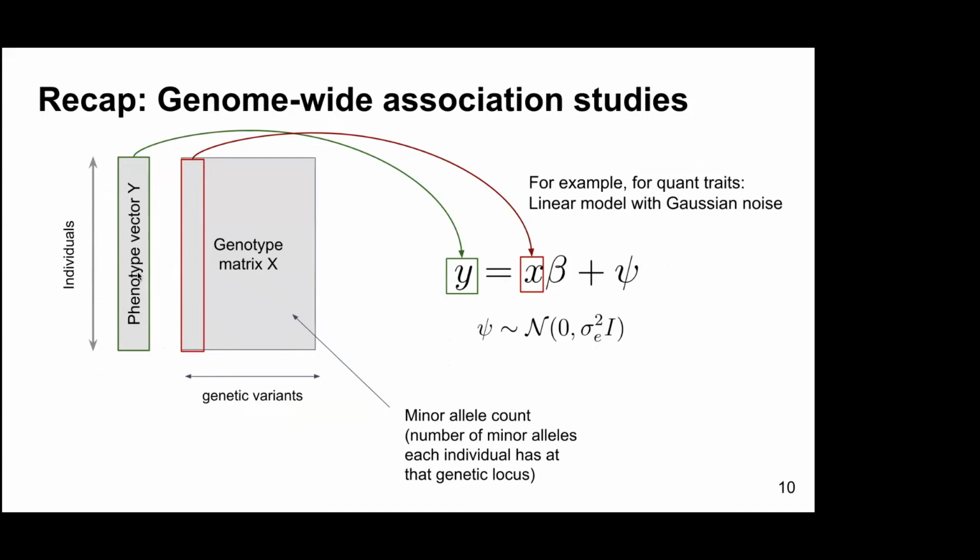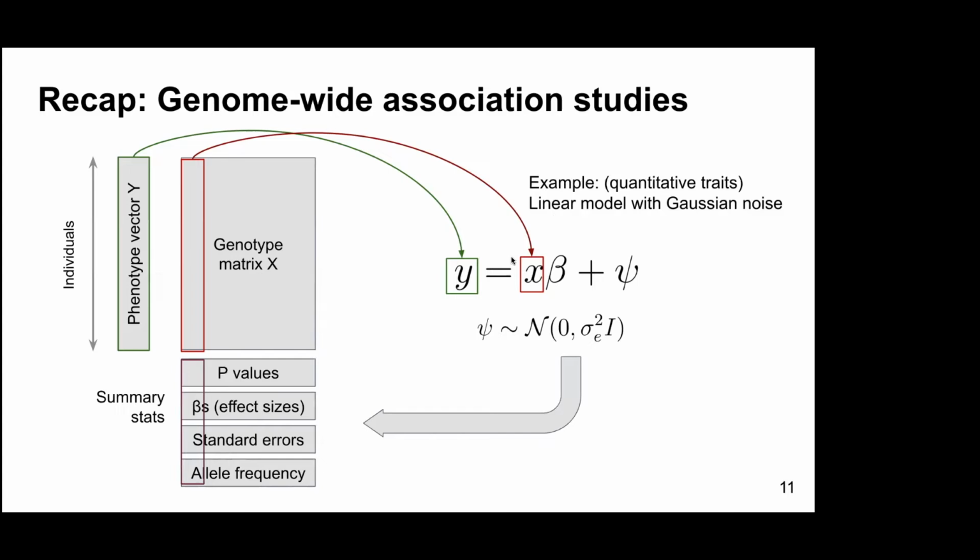One approach that is used for quantitative traits is to consider a linear model with Gaussian noise, where one tests for association between the phenotype and each variant one by one using this model. And the outcome of these analyses is what people in the field refer to as summary stats. So for each variant, you get the p-value of association between the variant and the trait of interest. You get the effect size of the variant, the beta, the regression weight. You get the standard error of the beta and genetic information such as the frequency of that allele.